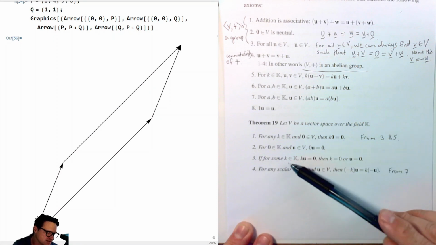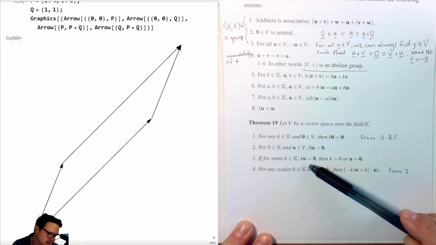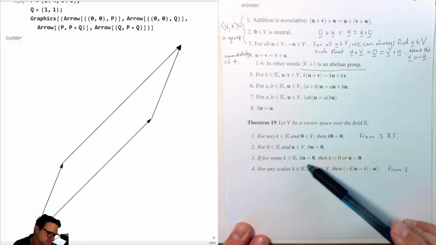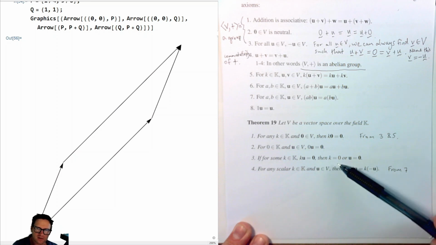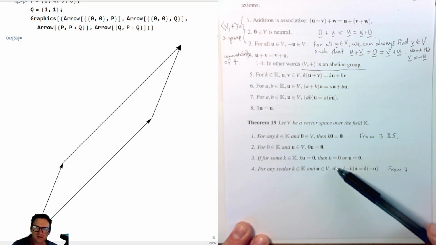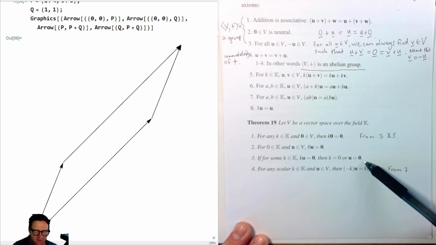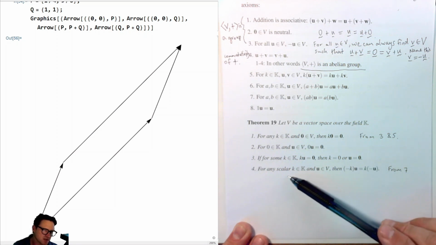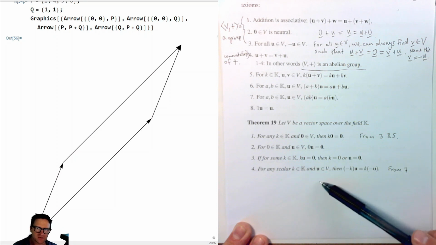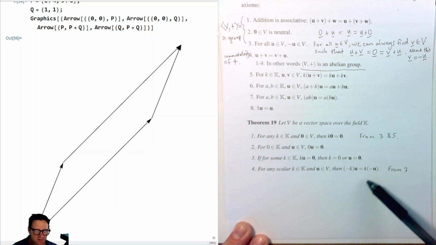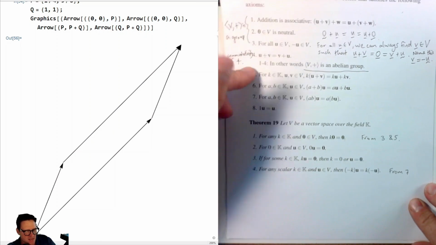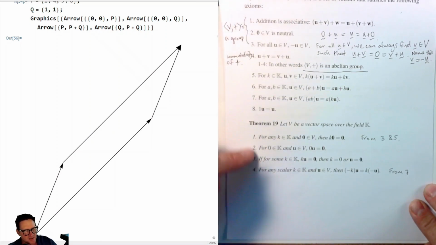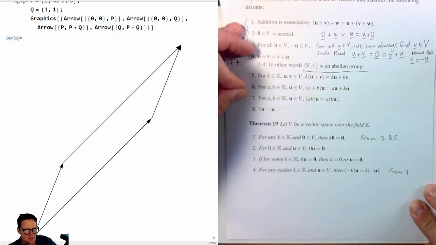Number 3, if for some scalar k in the field of scalars, k times the vector u is the 0 vector, then either or both k is 0 or u is the 0 vector. For any scalar k and vector u, minus k times u is k times minus u. Again, that's from 7. Okay, so this is our definition of a vector space, and this theorem 19 is a consequence of the definition.